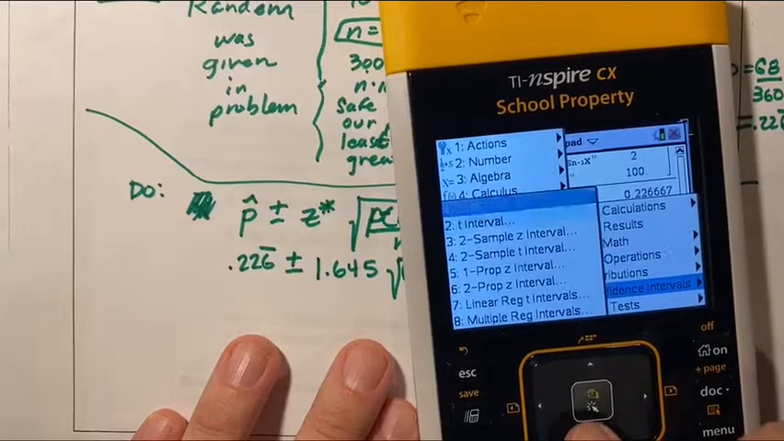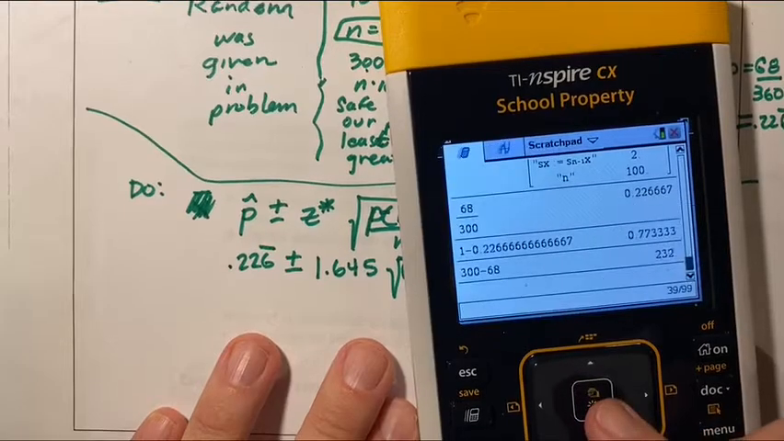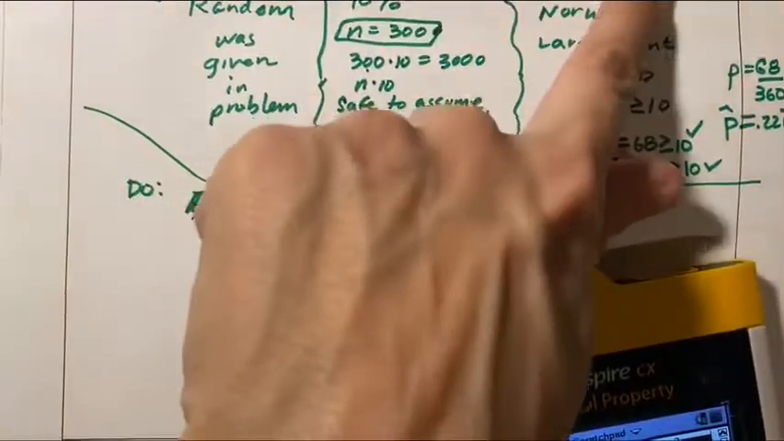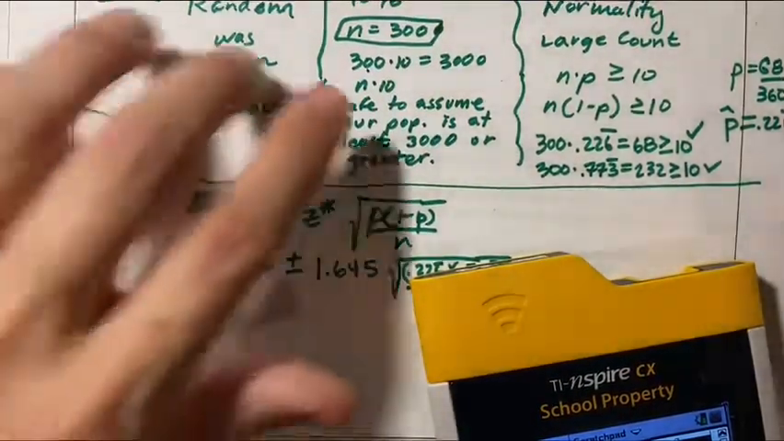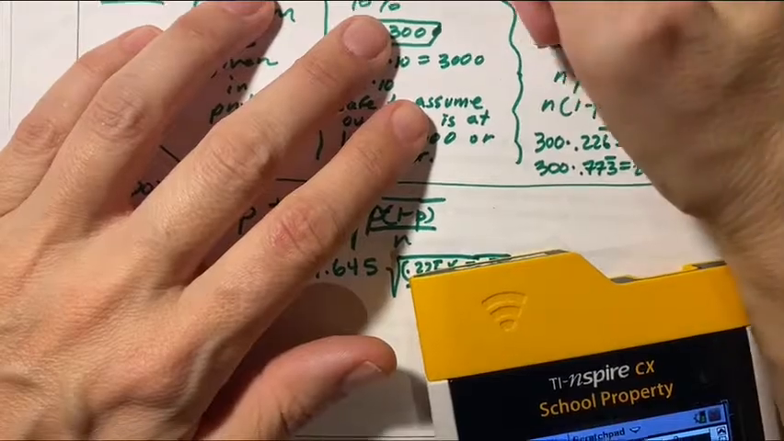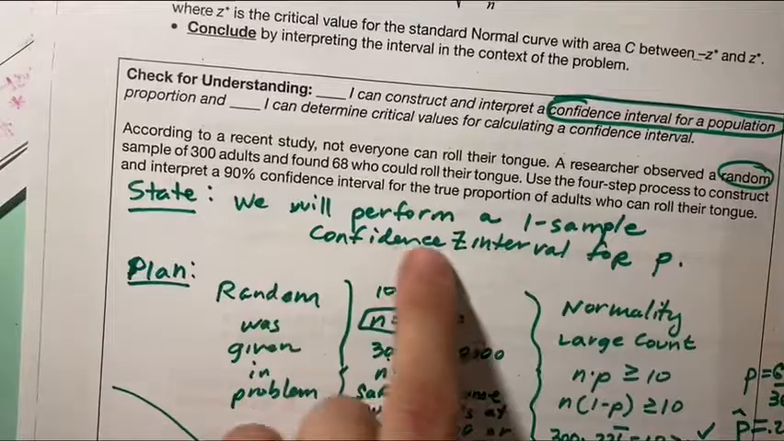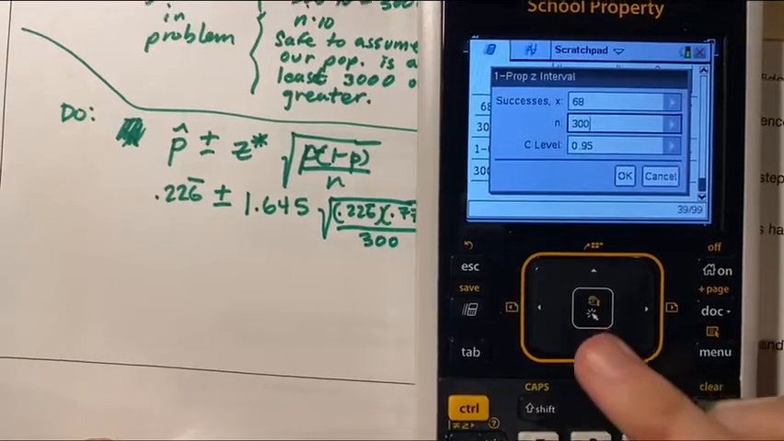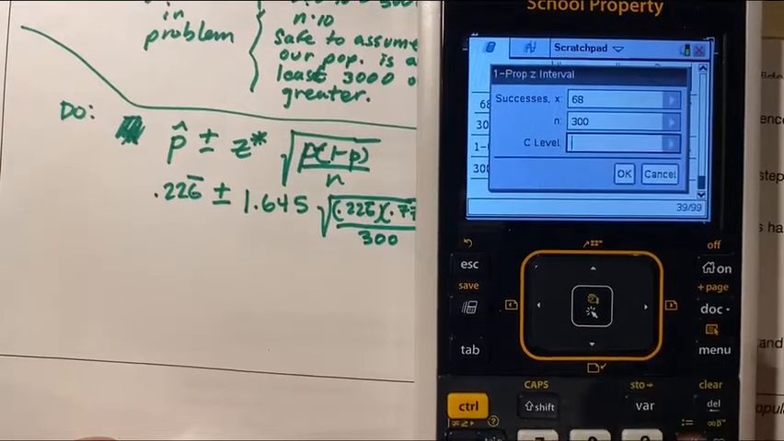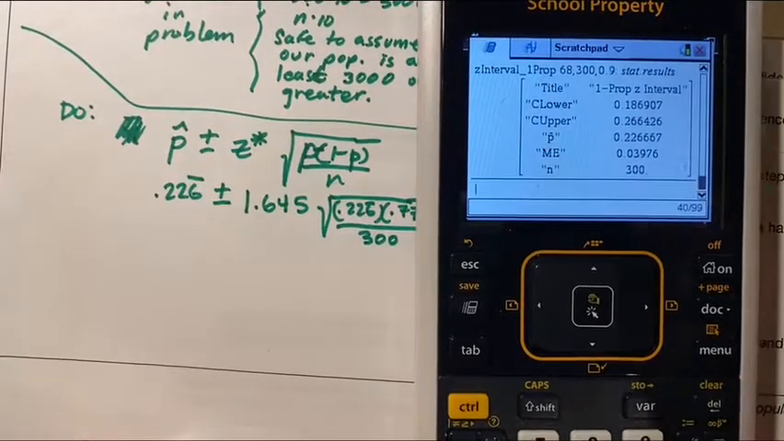All right, this is a one proportion Z interval. Could you have also said this? We will perform a one proportion Z interval. Absolutely. Don't forget your Z. So I went up and actually said one sample confidence Z interval for P, even better. It made it even more specific. So success, I can roll my tongue. I talked to 300 people and my confidence level is 90. Bada boom, bada bing. It did everything for me.